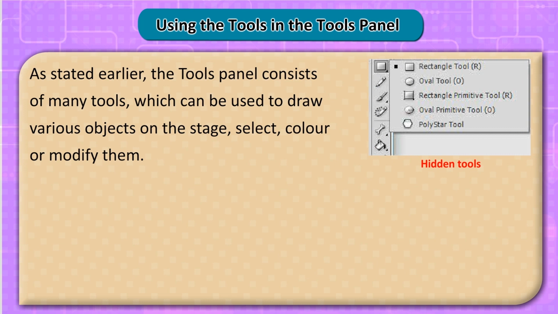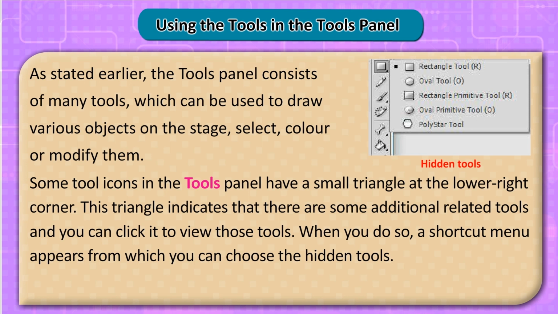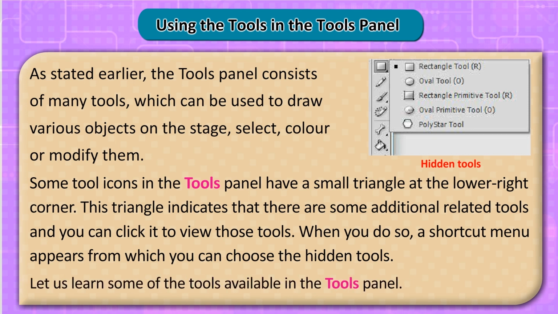Using the tools in the Tools panel. As stated earlier, the Tools panel consists of many tools, which can be used to draw various objects on the stage, select, color or modify them. Some tool icons in the Tools panel have a small triangle at the lower right corner. This triangle indicates that there are some additional related tools and you can click it to view those tools. When you do so, a shortcut menu appears from which you can choose the hidden tools. Let us learn some of the tools available in the Tools panel.